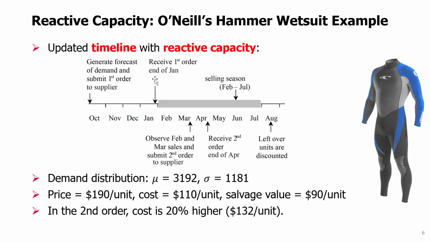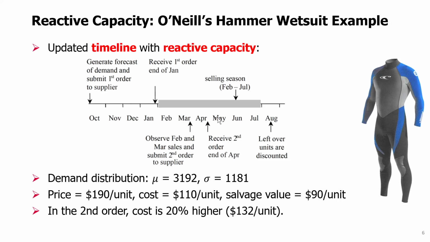And then when we receive the first order at the beginning of the season, 2 months after the selling season starts, we actually look at what was the demand in those first 2 months, and then based on this, we have an opportunity to submit another second order after those 2 months. So at the end of March, we can submit an order and we can receive it at the end of April, 1 month later. So this is the reactive capacity we have. We have a second order opportunity, right?